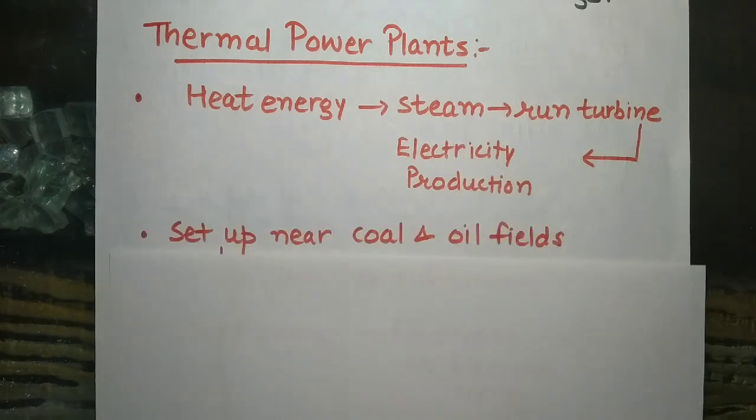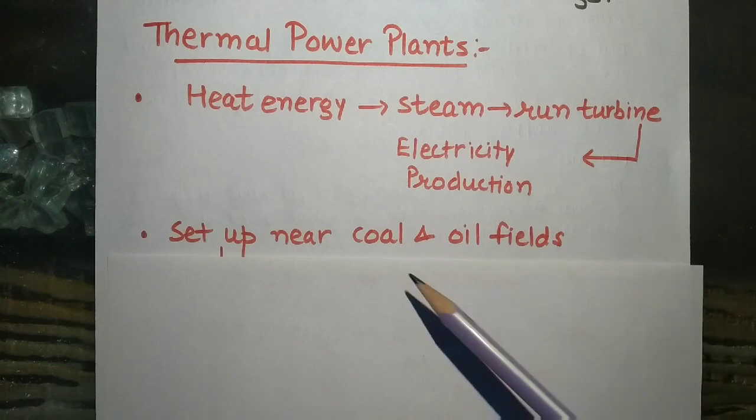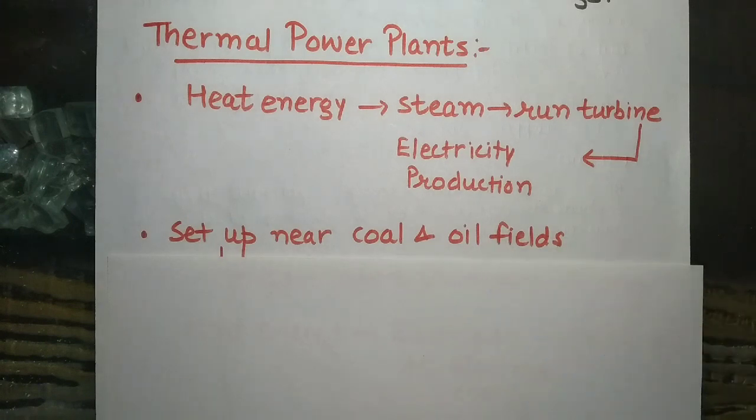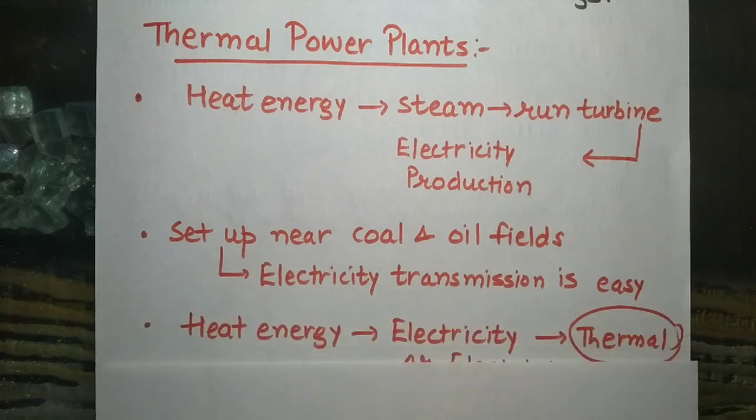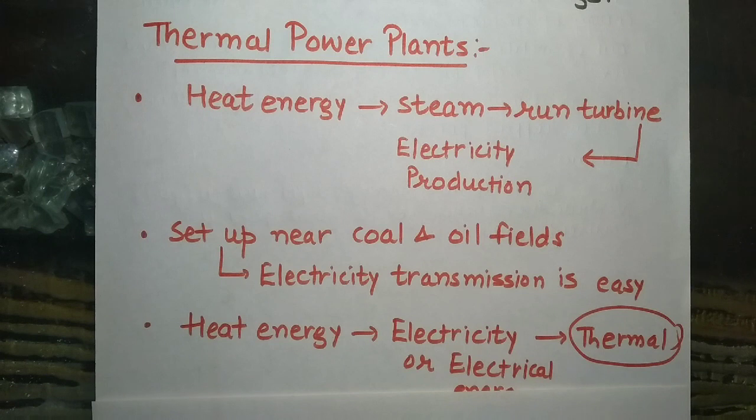Thermal power plants are basically set up near coal and oil fields because, although coal and oil are giving us energy, they are difficult to transport from one place to another. Rather, electricity transmission is easy. So they are set up near oil and coal fields. Why are they called thermal power plants? Because heat energy is converted into electrical energy. So the term is basically related to heat. That's why they are given the name thermal power plants.